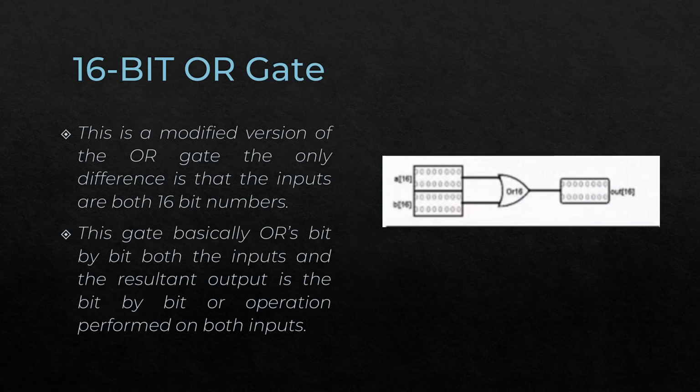This is a modified version of the OR gate. The only difference is that the inputs are both 16-bit numbers. So what that means is it is basically the same as the AND gate, but instead of using the AND operation on each corresponding bit, we'll be using the OR operation on each corresponding bit. This gate basically ORs bit by bit both the inputs. The resultant output is a bit by bit operation performed on both the inputs.